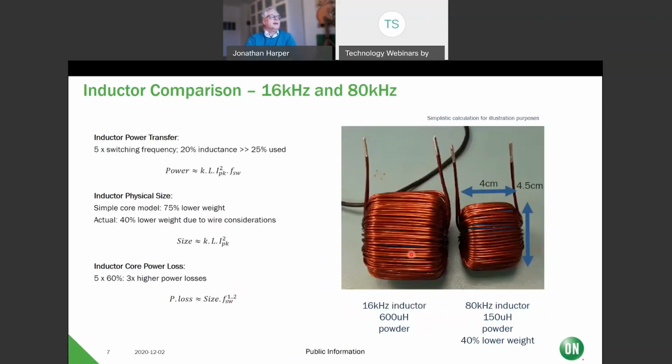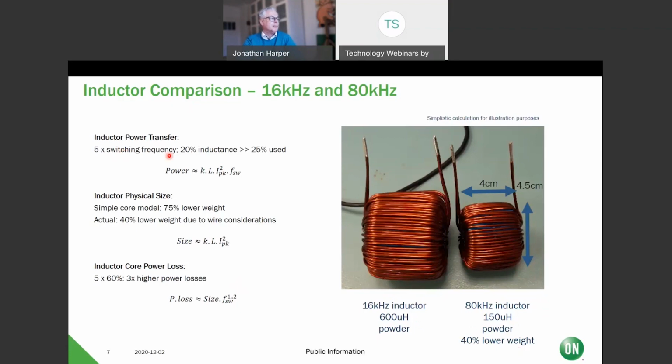So then what we want to do is compare what happens if you move from 16 kilohertz to 80 kilohertz. Here are two inductors rated at 30 amps. I didn't put it on here for 16 kilohertz, 600 microhenries here, and an 80 kilohertz inductor, 150 microhenries. It's a powder core. It's got lower weight.